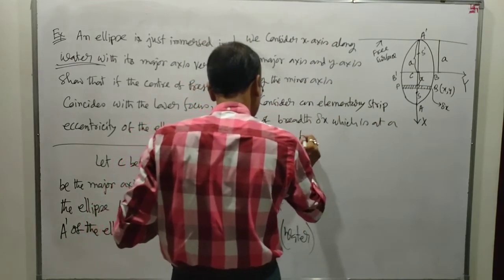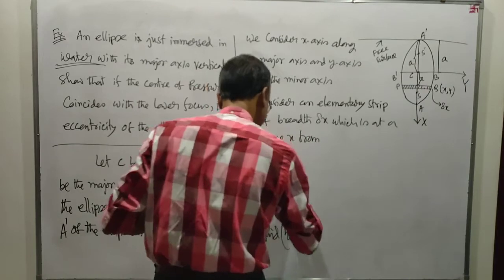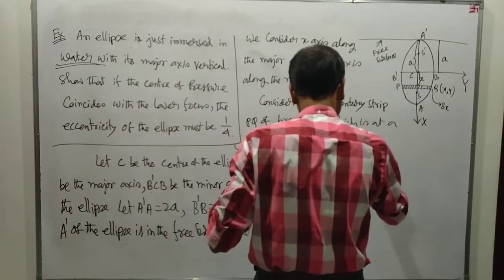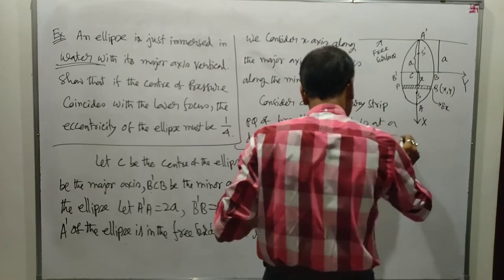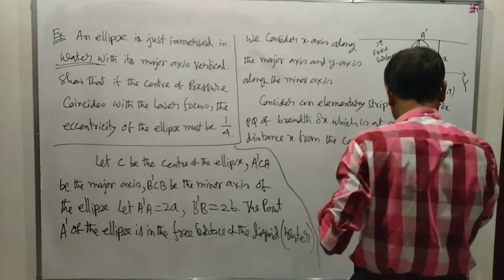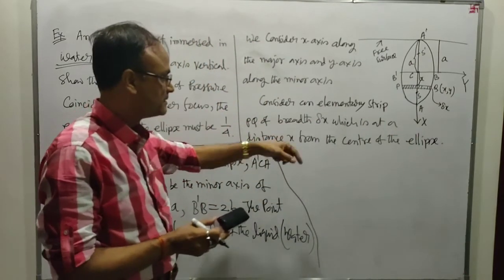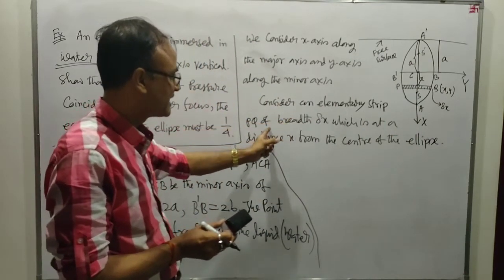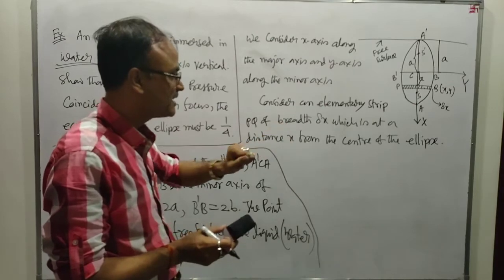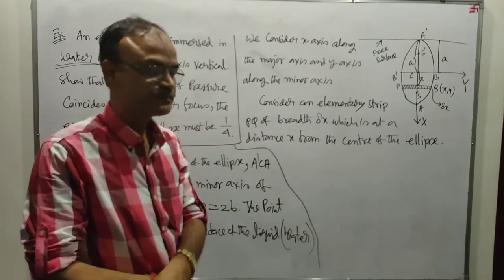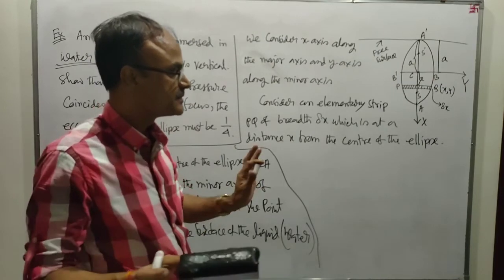Consider an elementary strip PQ of breadth delta x, which is at the distance x from the center of the ellipse.